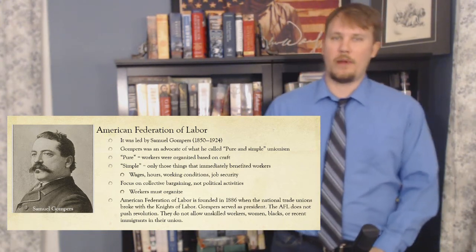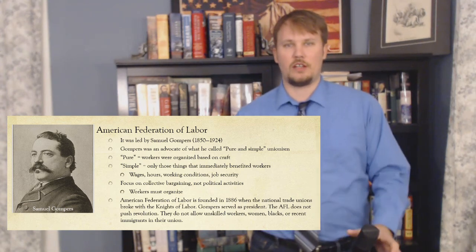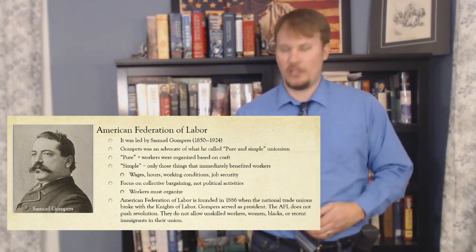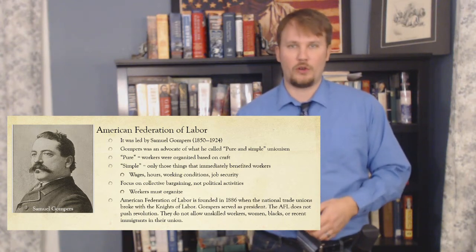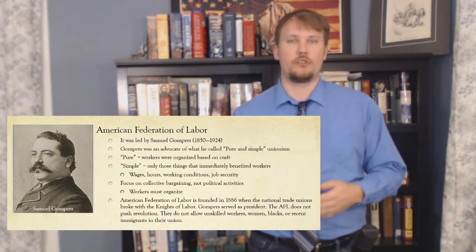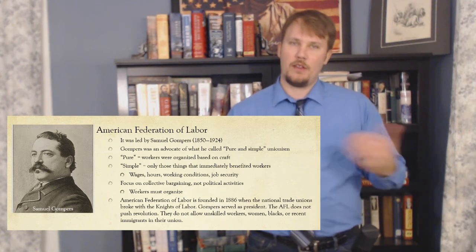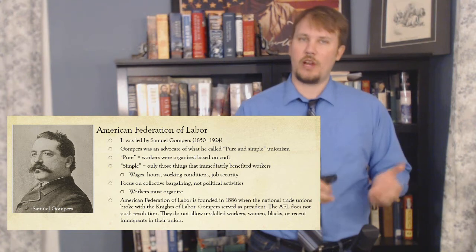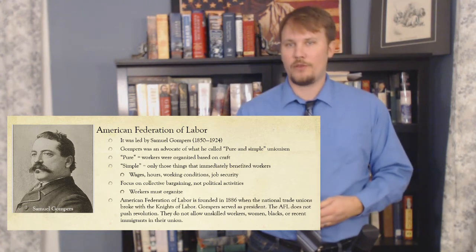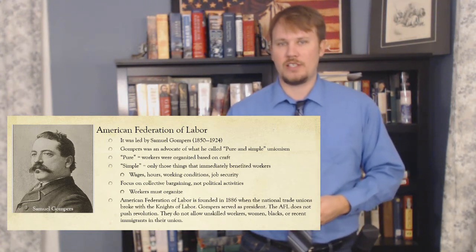Samuel Gompers and the American Federation of Labor focused on collective bargaining, not political activities. So they're not trying to take over the political parties and foment revolution or anything. The AFL is founded in 1886, basically when some trade unions break with the Knights of Labor. Gompers serves as their first president.